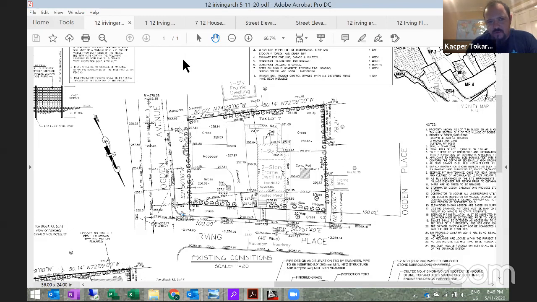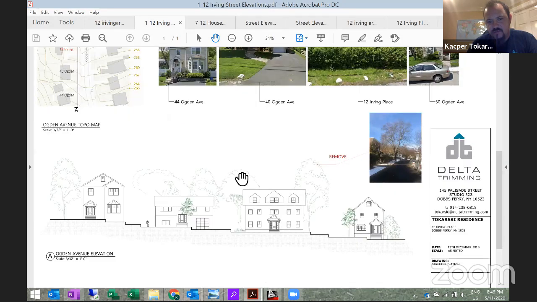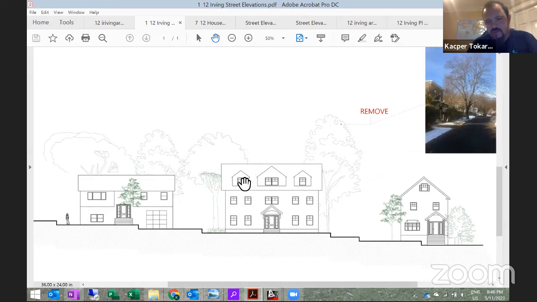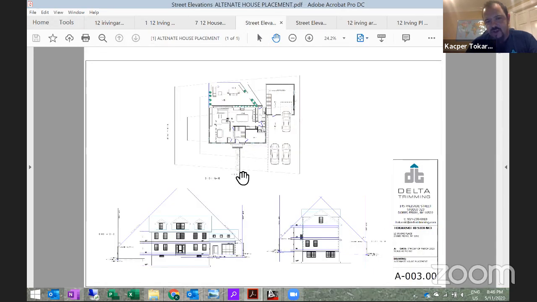So we had been in front of the board, and we have tried a few different design options. This one, I believe the board has already seen, where we create this fairly large mass of a roof line. And the board directed us towards the sky exposure, which very largely encroached into the sky exposure plane. So the board has asked us to look at different solutions to reduce the mass of the roof. What we have done is we have tried to turn the house around.